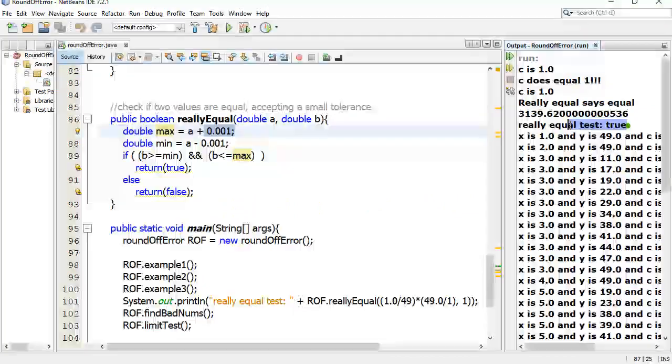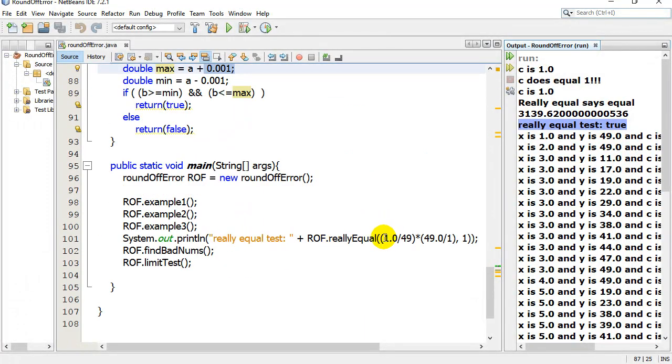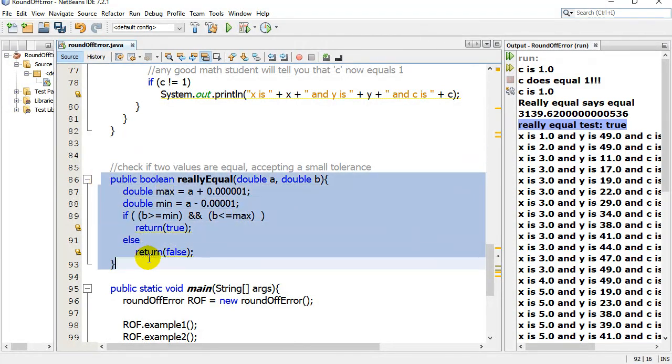So you'll see here, the reallyEqual test is true. And the test I gave it was actually this pair of 1 and 49 that I know doesn't work. So 1 over 49 times 49 over 1. I test it compared to 1, and it says equal. If you needed more precision, you could add a couple more zeros there, if you really need to, or do whatever you have to do for your test, right? But that's the basic idea. It's something to be aware of when you're coding. That's one way to deal with it.